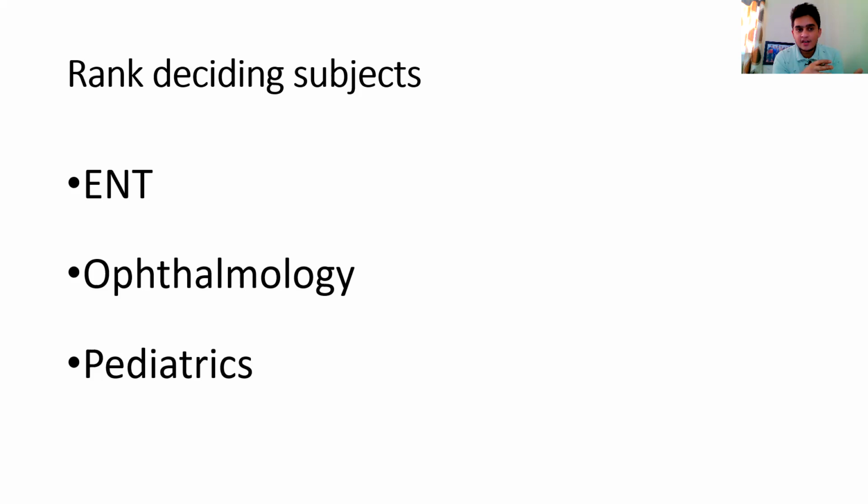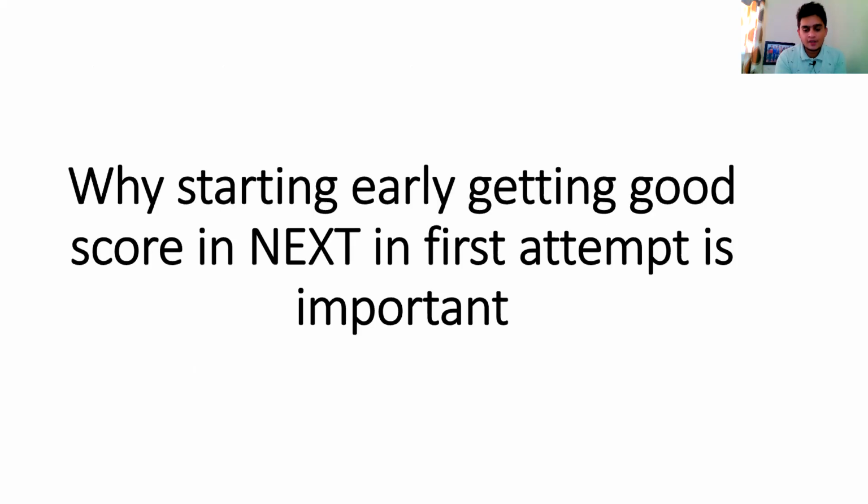From medicine and allied subjects, you get 120 questions, but from ENT alone you get 60 questions. That's half the questions from a subject that is even smaller than all those allied subjects combined. So definitely these subjects are going to give you an upper hand. Studying ENT, ophthalmology, and pediatrics and giving them their due respect is going to be very important. These subjects are going to decide your rank.